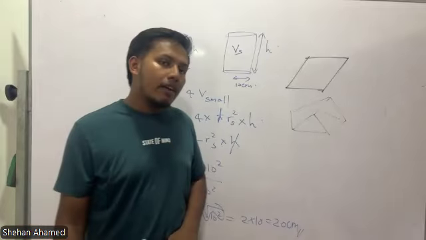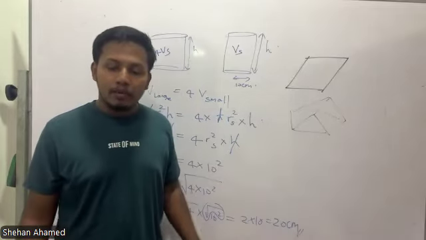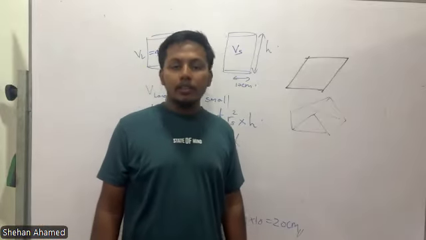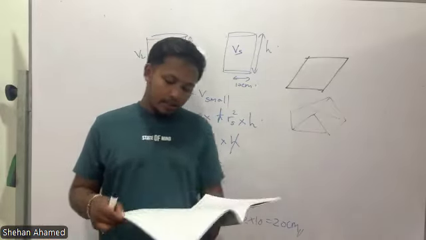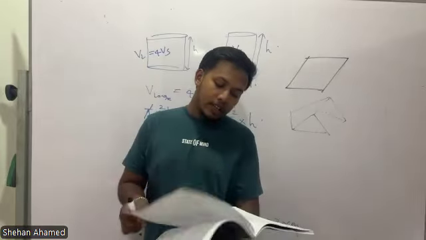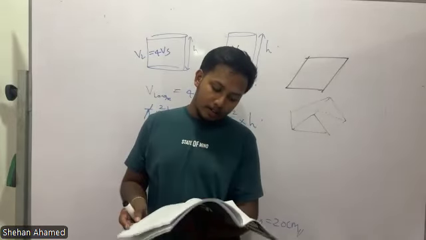And next one, they have given a rectangle. Obviously, from a rectangle, you can create a prism. So the wrong answer here is the second one.